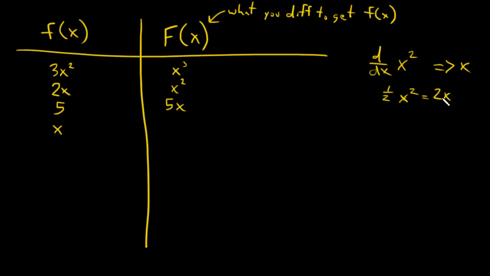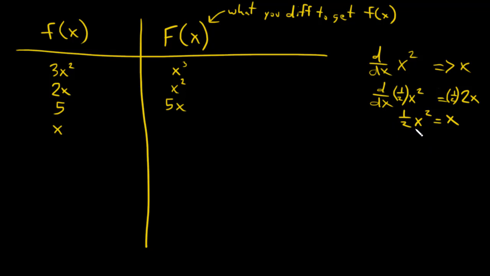Let me actually write that out a little bit nicer where you can actually see it. So if I differentiate x squared, I wind up with 2x. How do I get x? Well, I'll multiply this by 1/2 and this by 1/2. I'd be left with 1/2 x squared equals x. Would you agree? If I just did some algebra.